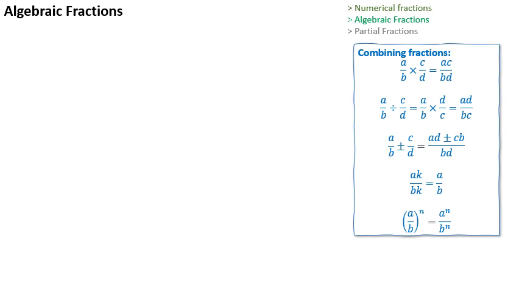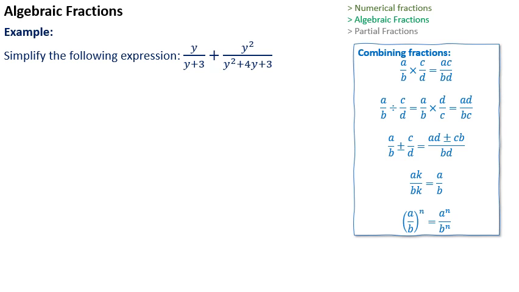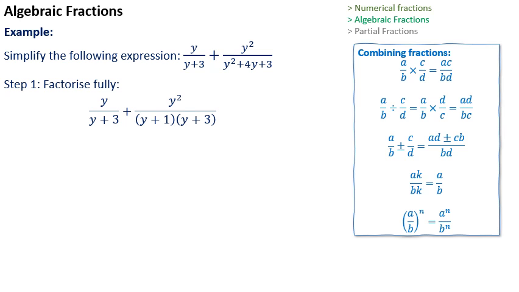The next example we're going to do involves adding fractions. So we start out with an expression that might look quite complicated on the surface, but remember, using our standard technique of factorizing complicated looking expressions, we can break them down and see what they're made of. So in this case, we can factorize the denominator of the right-hand fraction. We get y plus 1 times y plus 3. And when we do that, suddenly we can see that there is something in common with the denominator on the left. In fact, these two denominators have a common factor of y plus 3.